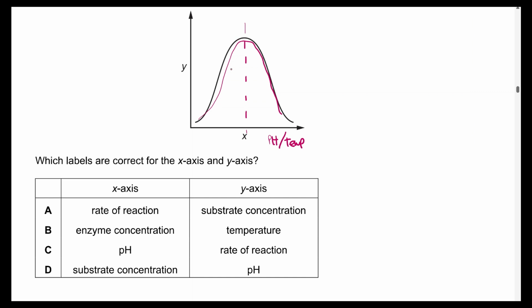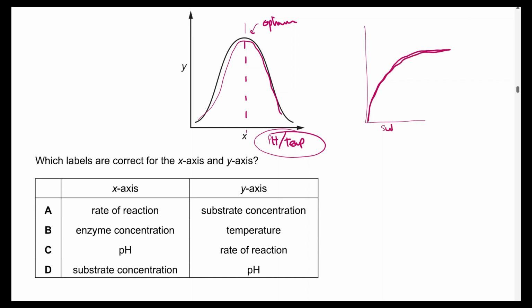Below this temperature, there's a low rate of reaction, and if you pass this temperature or pH, the rate of reaction also decreases because there's an optimum. And this only exists in the pH and in the temperature. However, if this were substrate concentration or enzyme concentration, the graph would look something like this and then end up in a steep line.